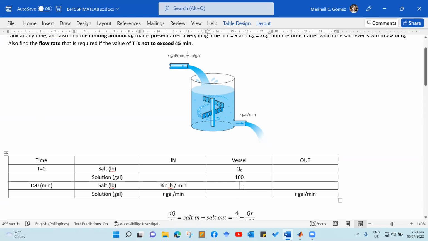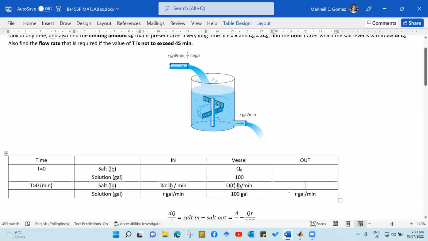And then you will have the amount of salt in the vessel. We can say this is Q sub t, in terms of pounds per minute. And this is still 100 gallons. Okay, going out.